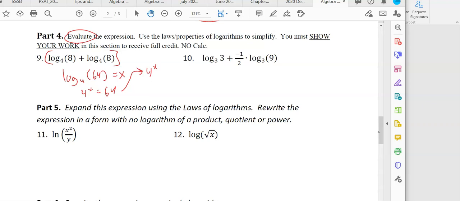But if you don't, we could rewrite these. Actually, we could write both of them. So I think that's 2 to the sixth. I think 4 to the x is actually 2 squared to the x, or 2 to the 2x equals 2 to the sixth. So what must be true about those exponents? 2x must equal 6. So x must equal 3, which is true. 4 to the third is 64.